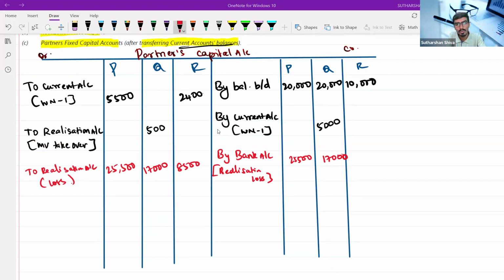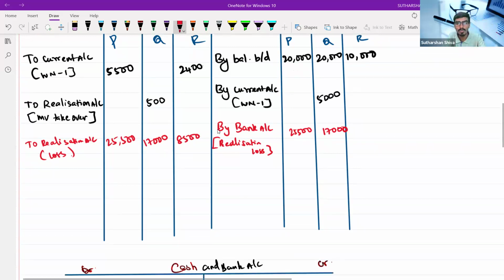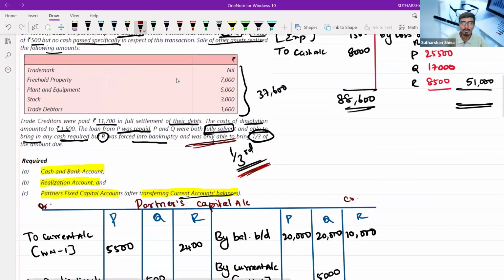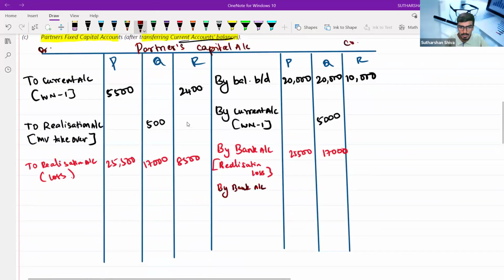So now come to the next point. First step is done. Now go to the second step. When there is an insolvency loss, it should be borne by whom? And that too by the solvent partners, whosoever are having a debit balance or credit balance. Now you are just going to tally the balance sheet. Now I will write down here by bank account because R is ready to realize only 1/3 of the value. So of the amount due, what is the total amount due?